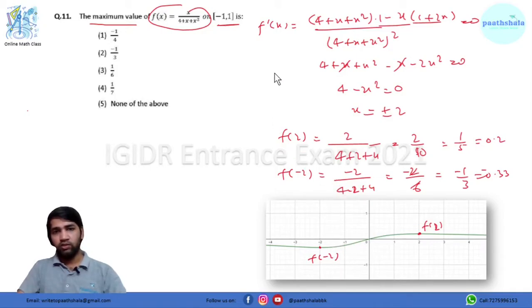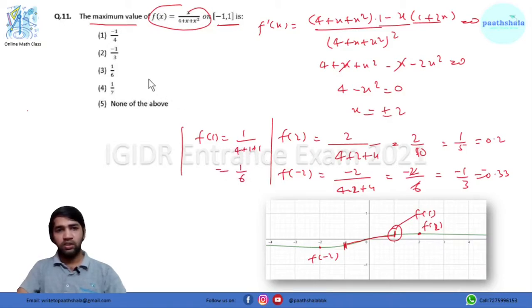But we have to find the value within the range of minus 1 to 1. So this is the range. This is minus 1, this is plus 1. So this is the graph. Here this value will give us the maximum value, that is f of 1. If I calculate f of 1, this will come out to be 1 upon 4 plus 1, plus 1. So this is 1 upon 6. If I go by the choices, option 3 is the right option.